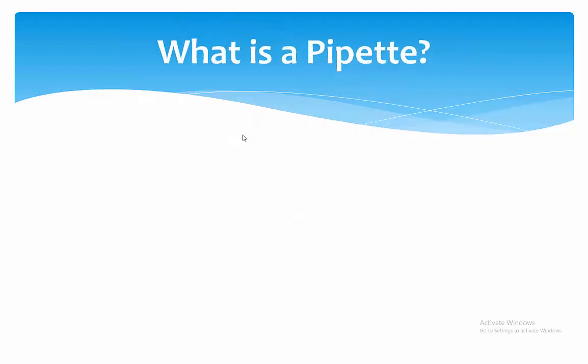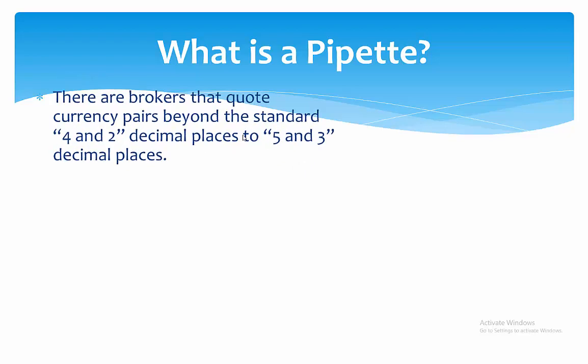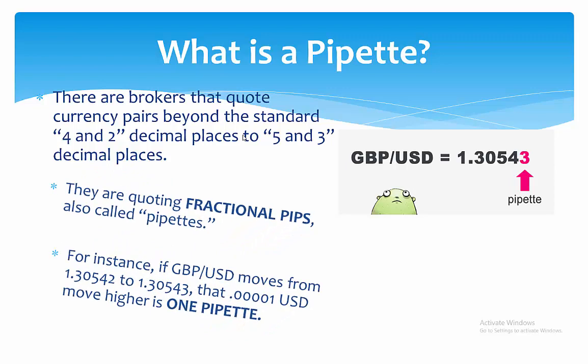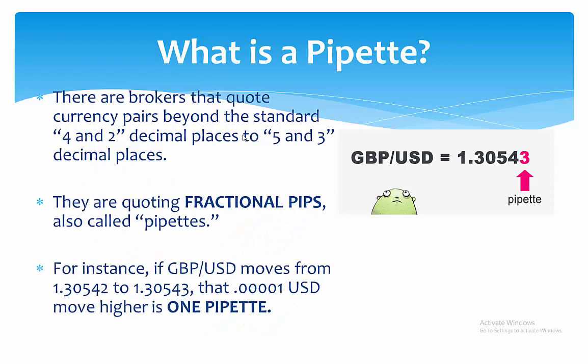What is a pipette? Actually, there are brokers that quote currency pairs beyond the standard 4 and 2 decimal places to 5 and 3 decimal places. They are quoting fractional pips, also called pipettes. For instance, if GBP/USD moves from 1.30542 to 1.30543, that is a 0.00001 USD move higher, or one pipette. That's the pipette. Yes, you got it right.